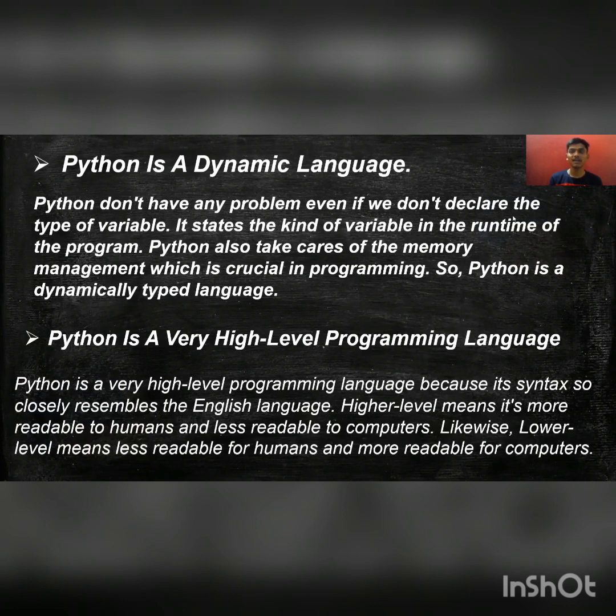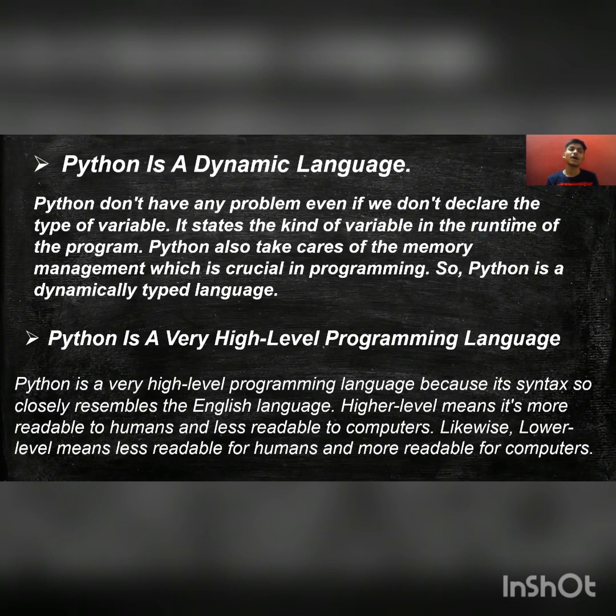Why is Python a dynamically typed language? Because it doesn't have any problem if we don't declare a variable. Suppose you don't mention or declare a variable in a program, it doesn't make any problem in Python. That's the reason why Python is a dynamic language.